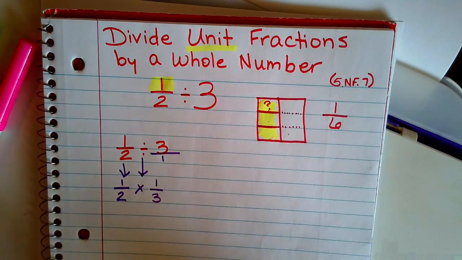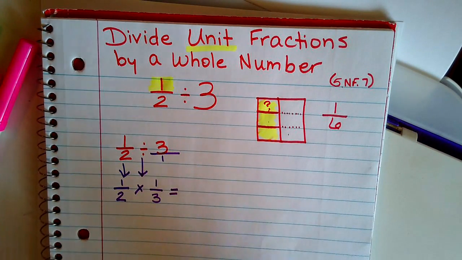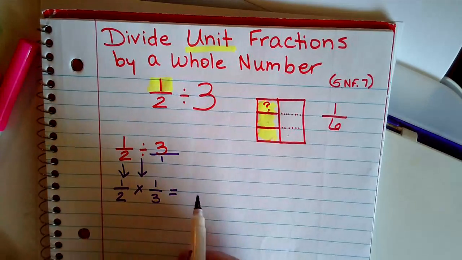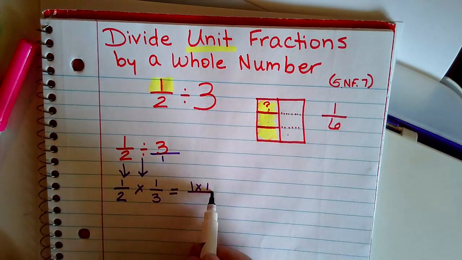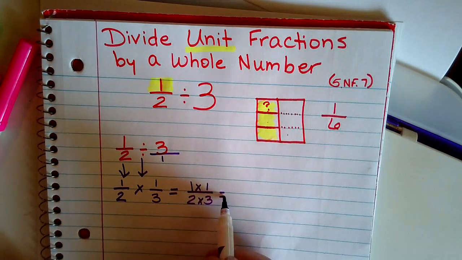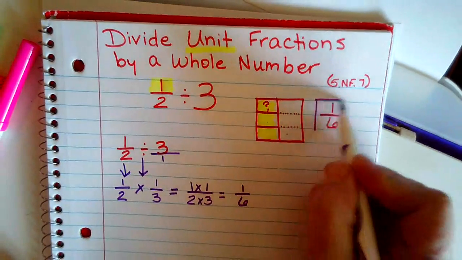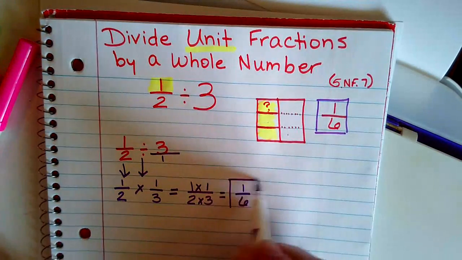Remember the keep, change, flip video that we watched? Then all we have to do is multiply across. So we're going to have 1 times 1 as our numerator and 2 times 3 as our denominator. And look at that. We get 1/6, just like we did up here.